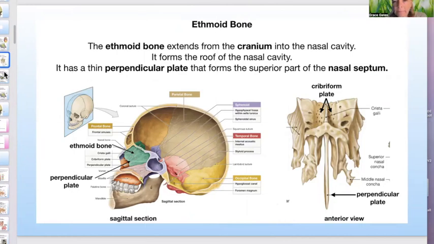Their job is to sense smell. From the cranium, where the ethmoid bone only covers a small area, the ethmoid bone extends into the nasal cavity, and it forms the roof of the nasal cavity and other parts of the nasal cavity. So it's a very important part of the structure of the nasal cavity. It has a thin perpendicular plate that forms the superior part of the nasal septum, and the nasal septum actually divides the nasal cavity into a right and a left nasal cavity.